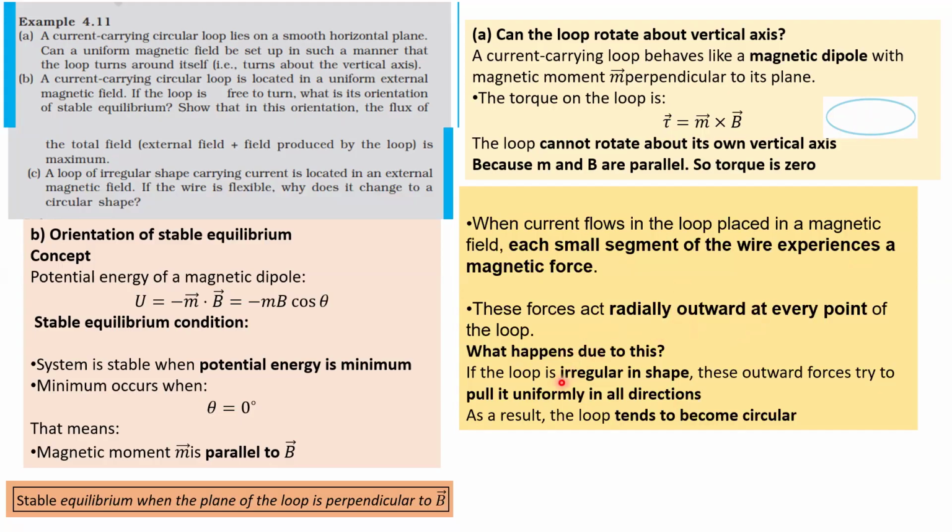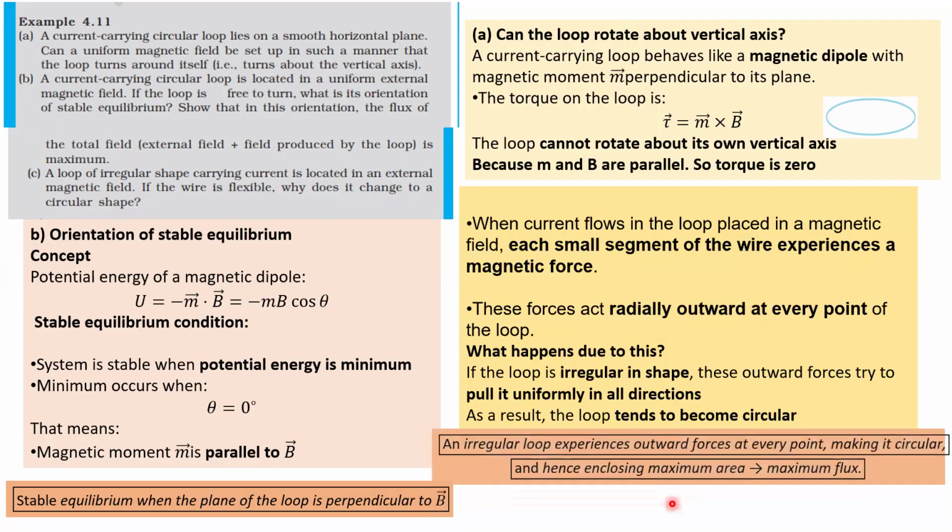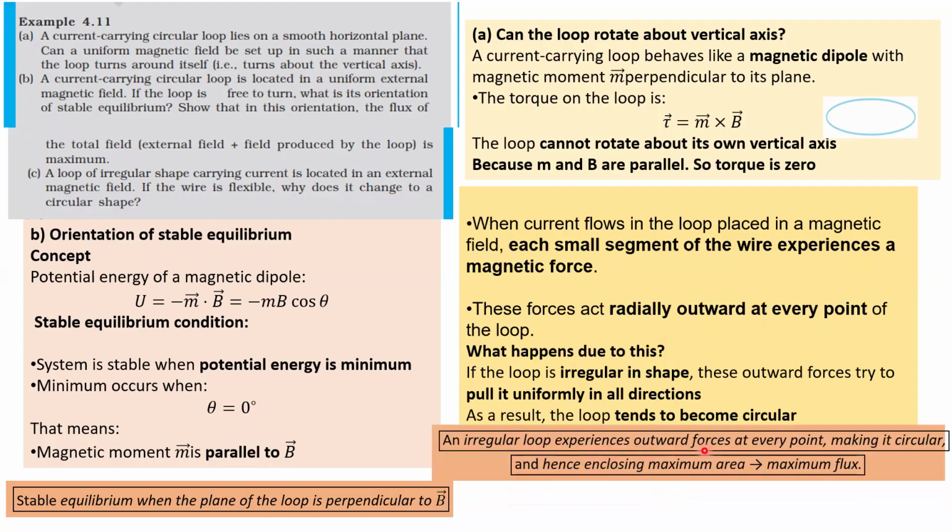So what happens if the loop is irregular? Each and every part will be pulled outward. So as a result, it becomes circular. That is, an irregular loop experiences outward force at each and every point. And because of this force, the irregular shape becomes circular, hence enclosing maximum area as well as maximum flux.